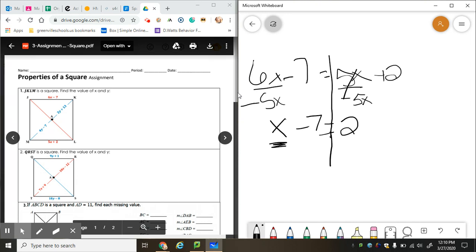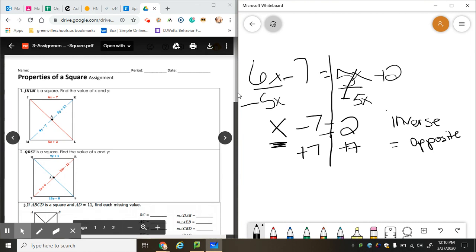To move the 7, I have to do the inverse or opposite. Inverse is equal to opposite, so get that in your mind. Since this is subtract 7, I'm going to add 7 to both sides.